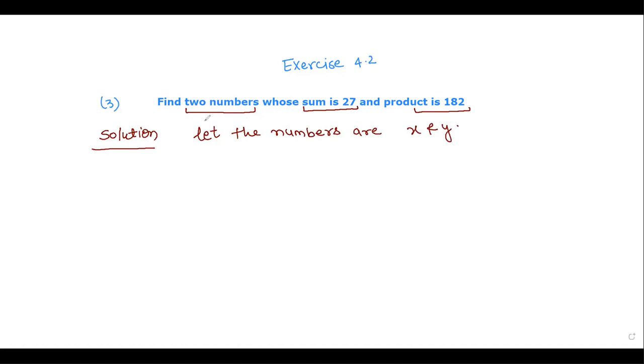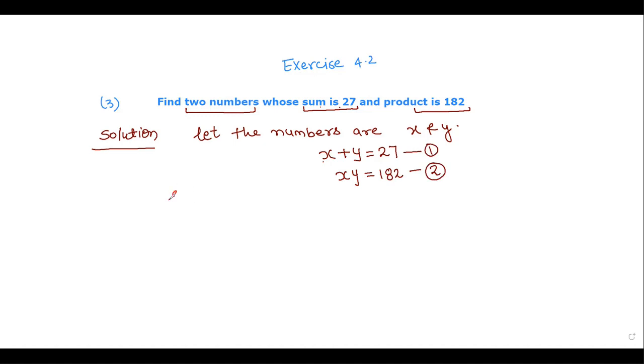Now it is given to us that the sum is 27. So it means the first statement will become x plus y equal to 27. And in the second thing, you can see the product is 182. So it means the product of these two numbers, that is x and y, is 182. Now with the help of these two equations, we have to find the numbers x and y. So let us try this.